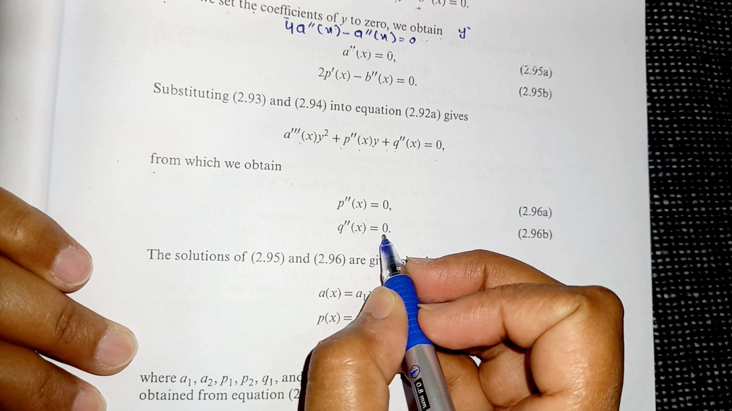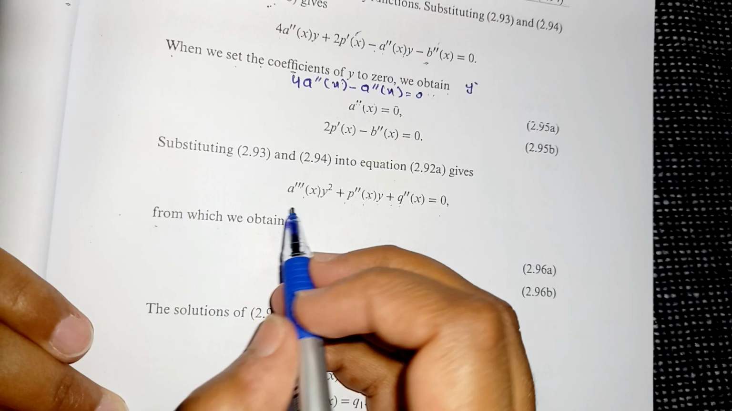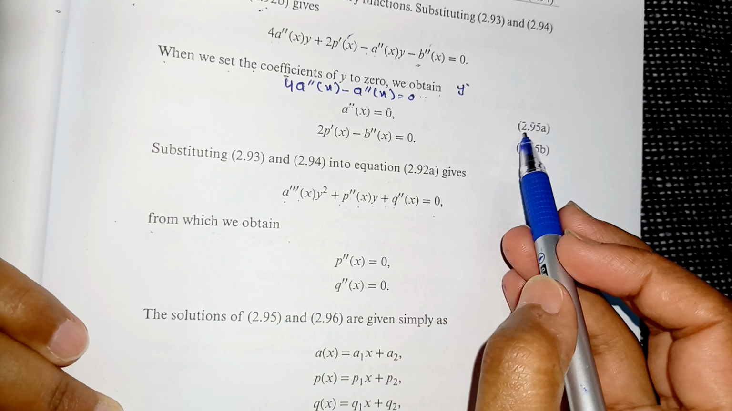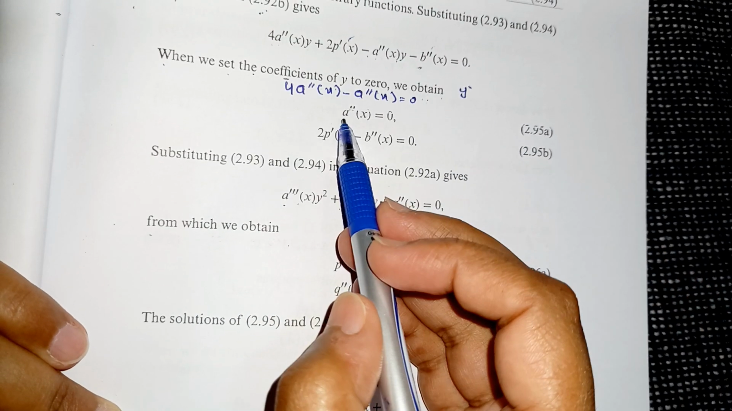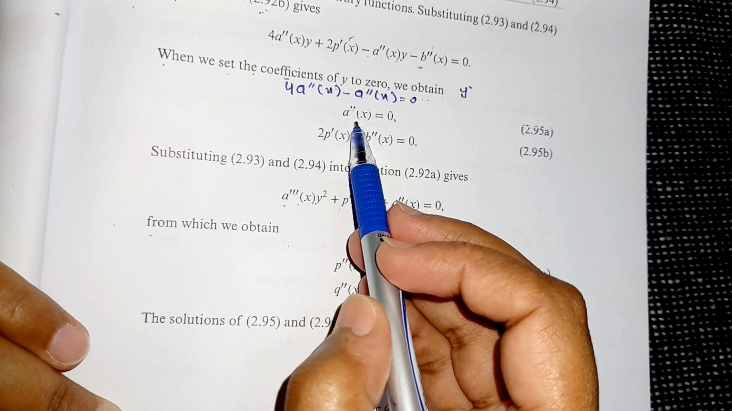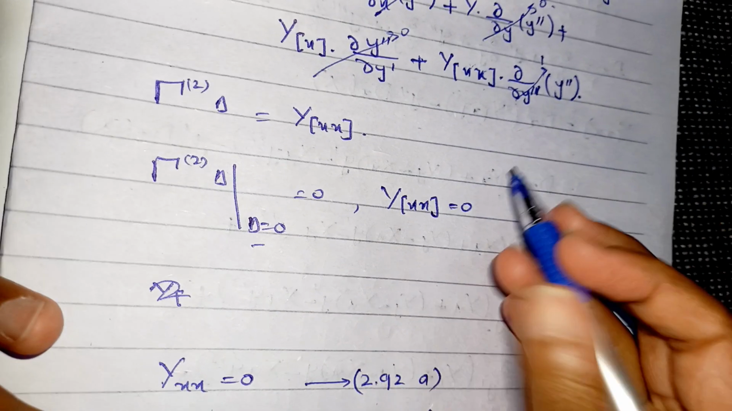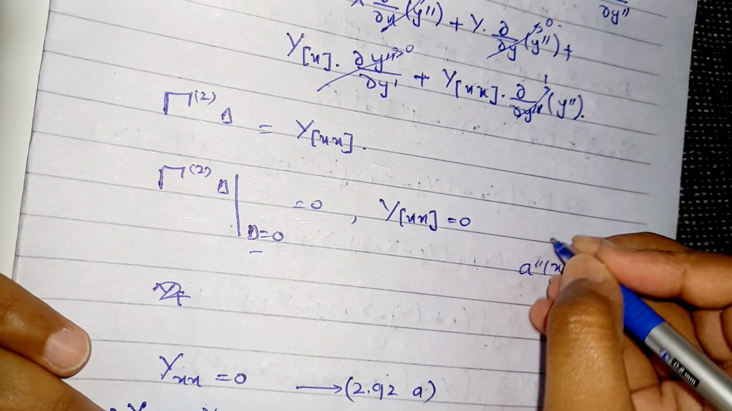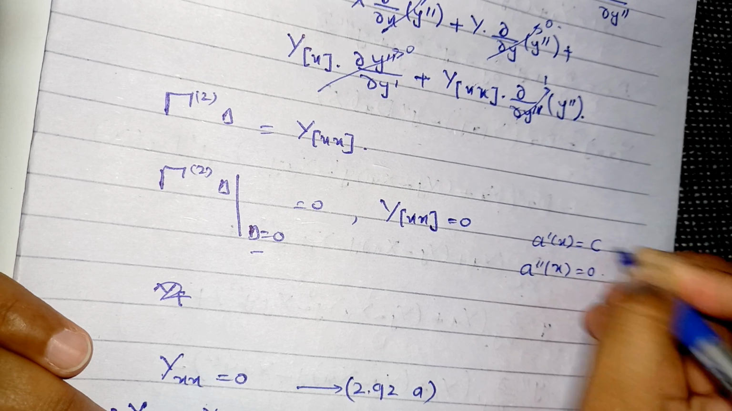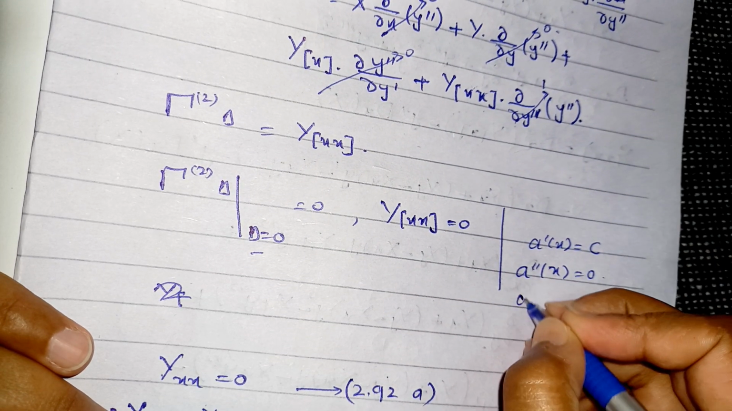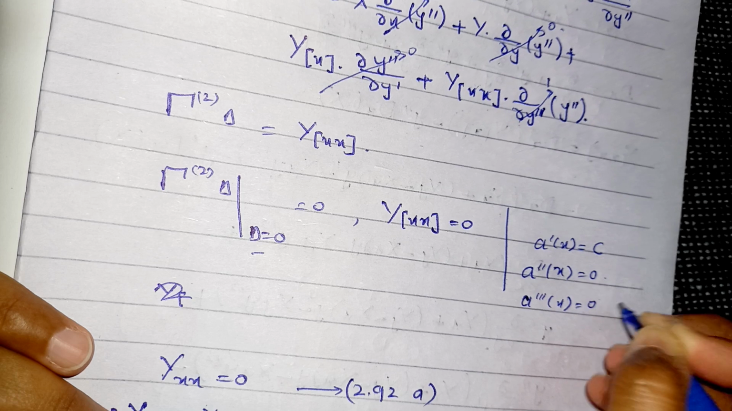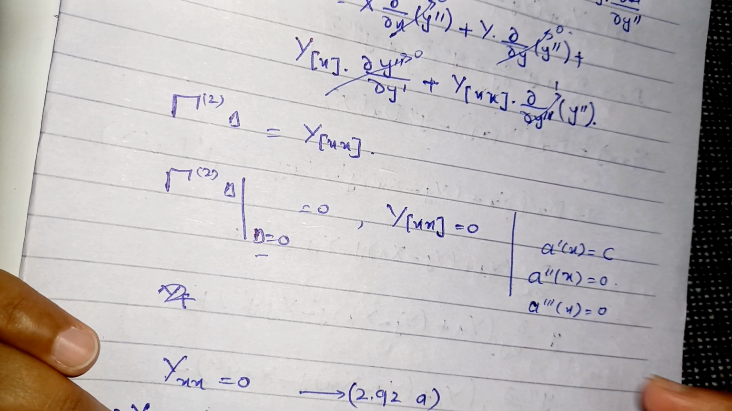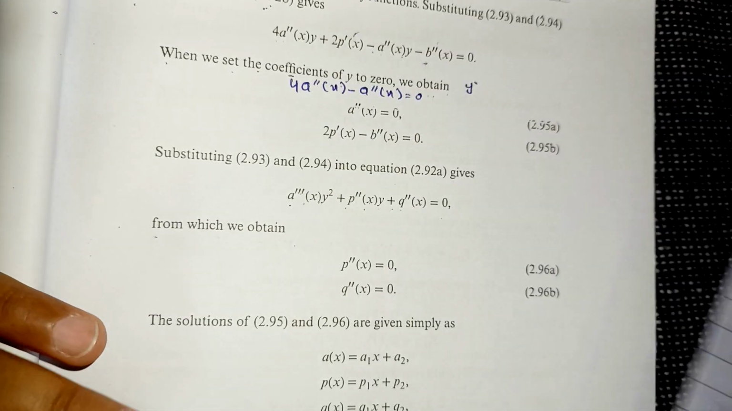Now students, note one thing here: I haven't set the coefficient of a triple prime of x equal to 0, because in equation number 2.95 we got a double prime of x equal to 0. You know that if a double prime of x is equal to 0, or let's say a prime of x is equal to some constant, then its further derivatives will definitely be equal to 0. So there is no need to write this equation.